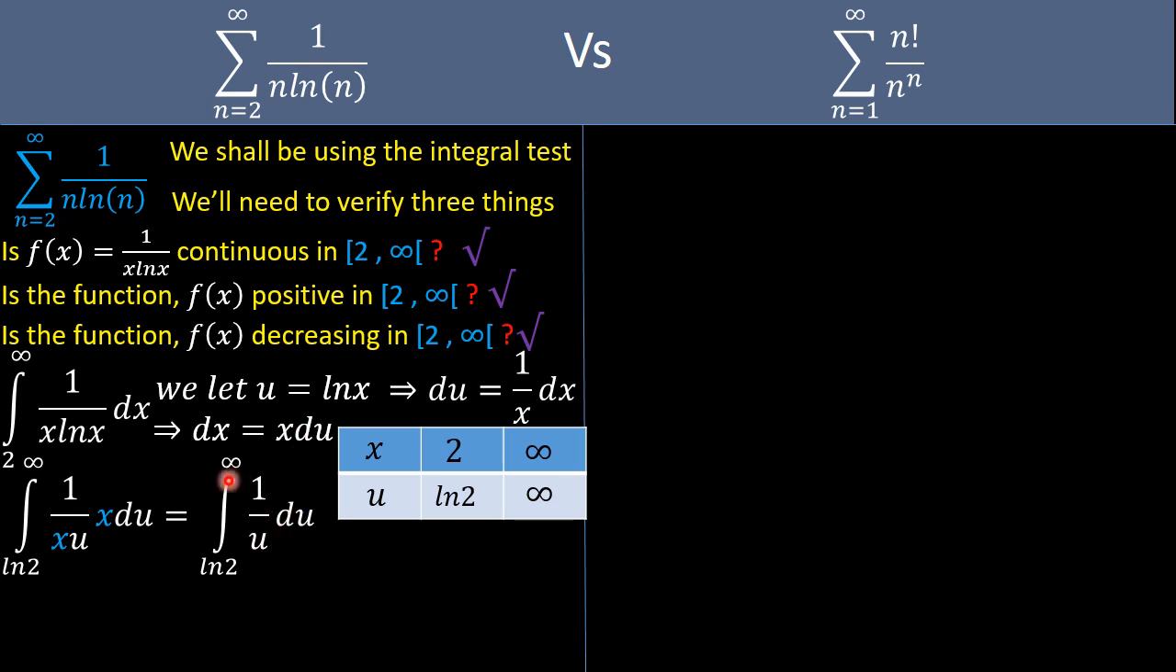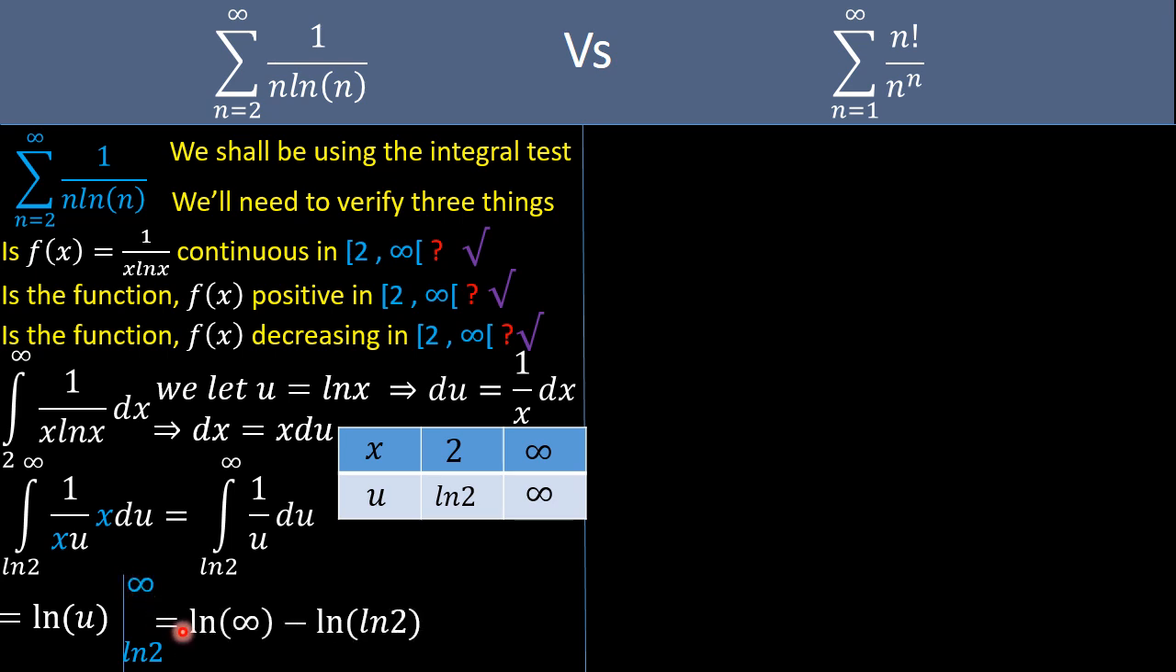As you all know, integrating 1 over u du simply gives us the natural log of u. I would have said the absolute value of u, but since u is the natural log of x, and we are dealing with the interval from 2 to infinity where it is always positive, there is no need for absolute values. The limits are from ln 2 to infinity.